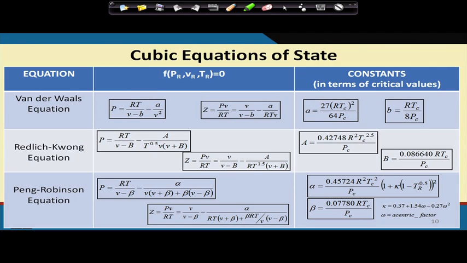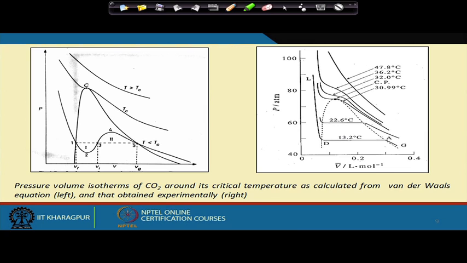The first advantage, as we had found out in the last class, was that since it is cubic in volume, it is capable of predicting not only the behavior in the gaseous phase, but also in the two phase region as well as in the liquid region. That was number 1. And then we also found out the drawback in this particular case, that in the two phase region it was not capable of predicting the nature of the isotherm. It showed a continuous curve. We had discussed all these things.